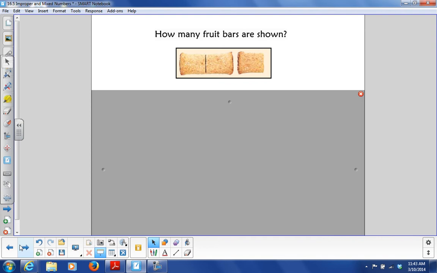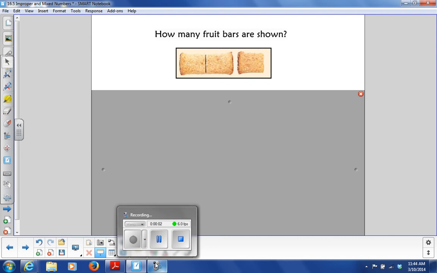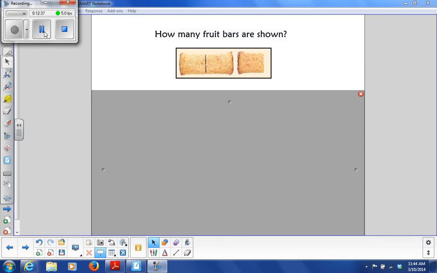Okay, how many fruit bars are shown? Oh, get your whiteboards out. Bars are shown. Put it down, please. That's not right. Take a look at your picture again. Don't look around either. It's cheating. Can you sit right? Thank you. Okay, please put your boards down because people are looking at your guys' boards and that doesn't tell me that they know what they're doing. All right, show me.